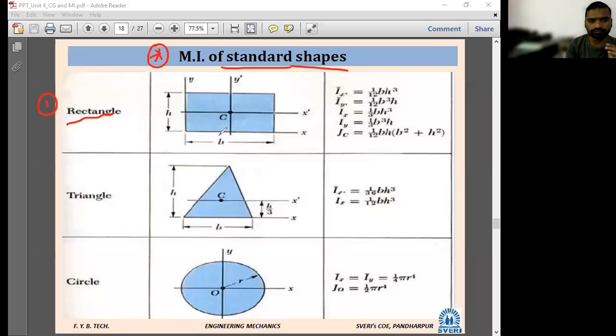Draw this rectangular shape. Its width is B and its depth is H. Sometimes in this problem he has taken H, sometimes it will be D also. Okay, you don't write anything. I will dictate. Just draw the diagram.